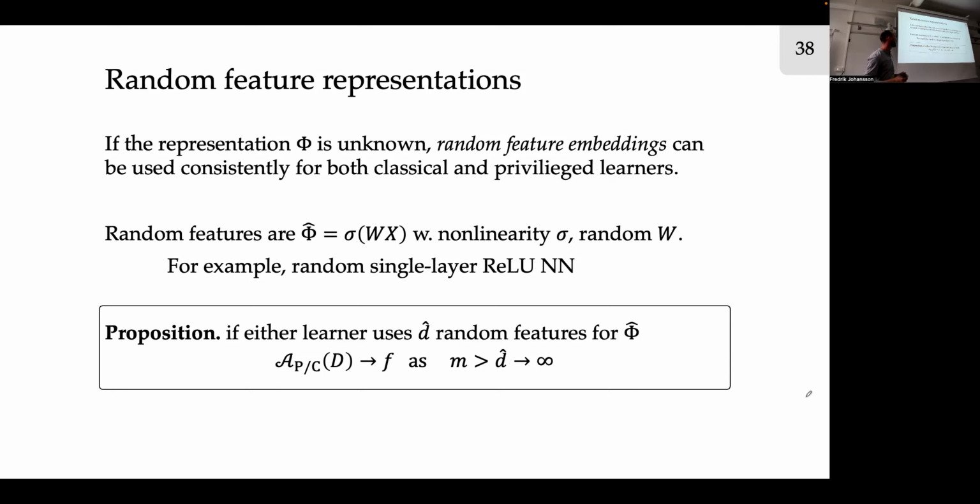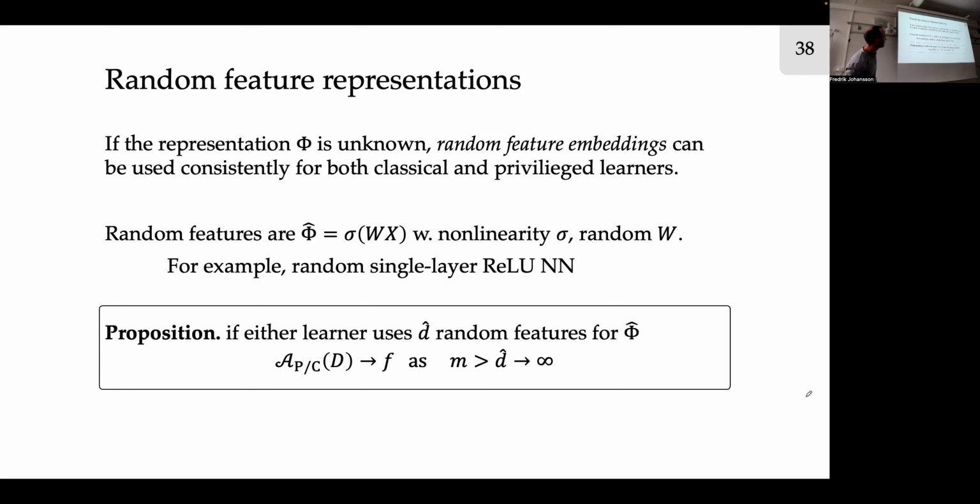We have started to characterize the bias that you get from the approximation of random features. Basically, you need more and more random features, like a bigger and bigger hidden layer in your neural net, to get consistency. But we've started to characterize the bias, and the problem with the privileged learner is that it all compounds in a horrible way. So it's a little bit hard to characterize.